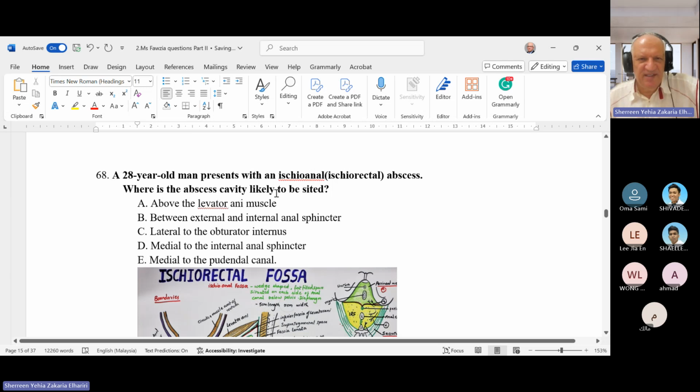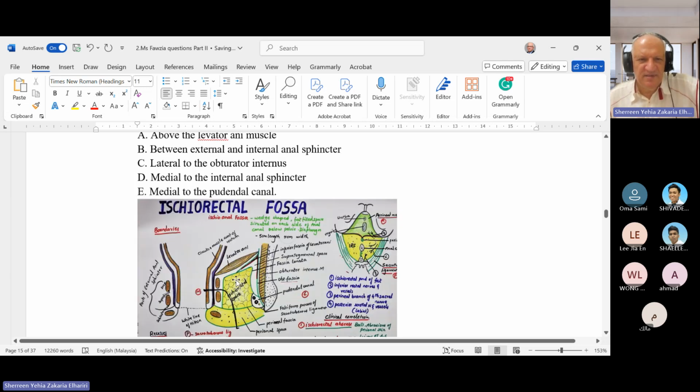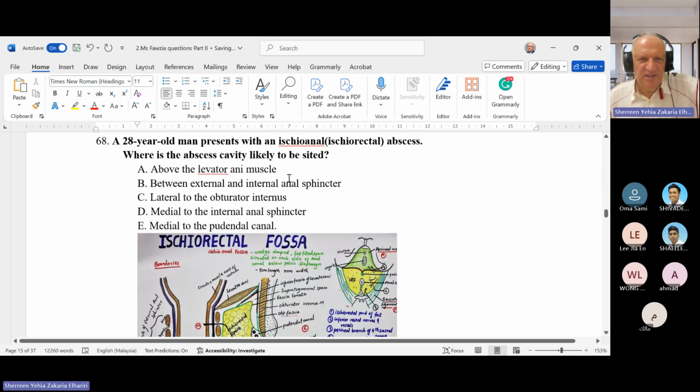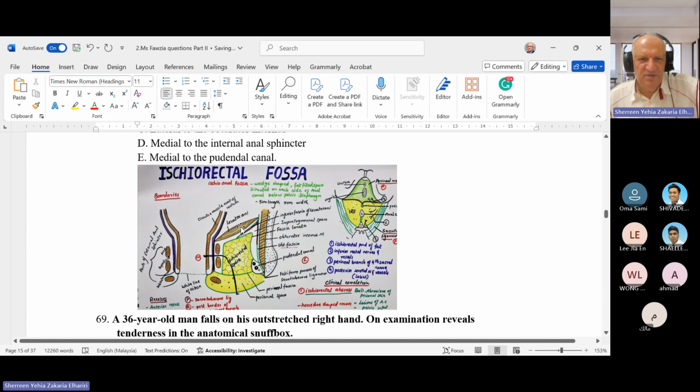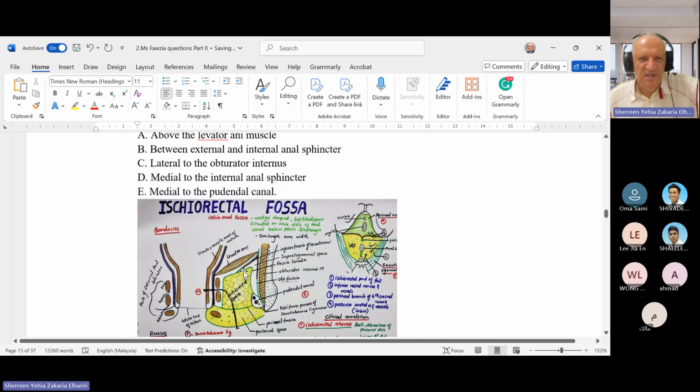Where is the abscess cavity likely to be? So this is the abscess. First option: above levator ani muscle. Levator ani is upper, so the abscess is below, so wrong. Between external and internal sphincter: the sphincters are medial to it, so it is wrong. If you have an abscess between internal and external sphincter, it is just a perianal abscess or fistula.